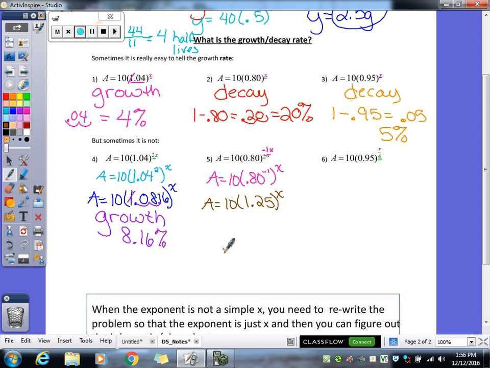So this is important, why you don't actually answer the question until after you fix the exponent, because it went from looking like it was going to be a decay problem to actually being a growth. What's our percent here? 25%.